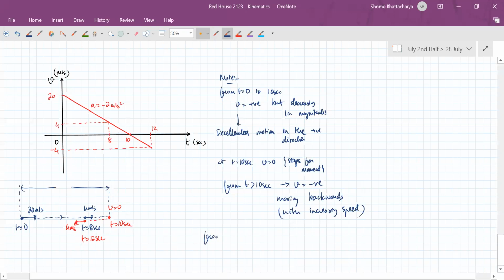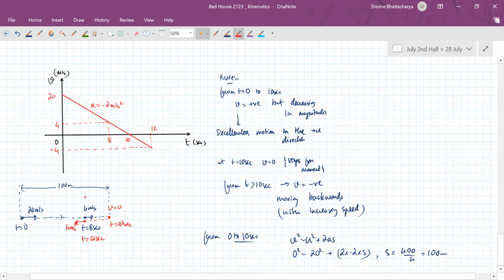So from 0 to 10 seconds, if we use this relation, you can see that 0 square is equal to 20 square plus 2 into minus 2 into s. So this displacement is 400 divided by 4. No? So it's 100 meters. So this distance is 100 meters.